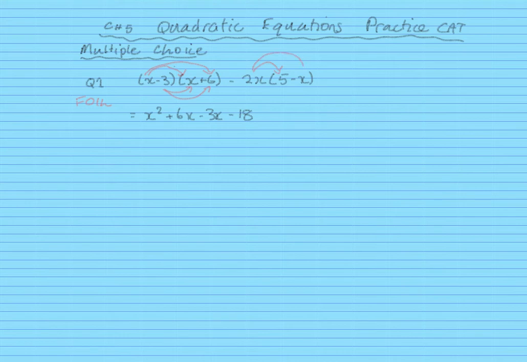Then we're going to multiply negative 2x times both of the terms in the last bracket. We're going to get minus 10x plus 2x squared. Once we've done that, we're going to collect all the like terms. We've got 3x squared, we've got 6x, take away 3x is 3x, take away 10x is minus 7x. And then we've just got the minus 18.